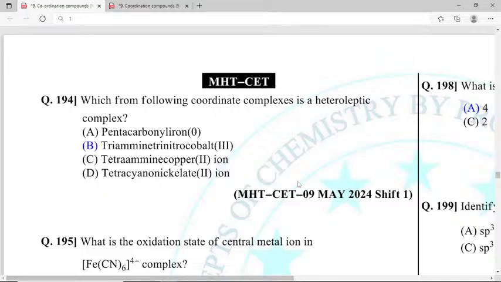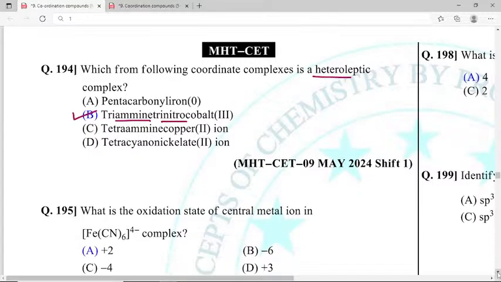Next, which of the following coordination complexes is heteroleptic? Heteroleptic means different types of ligands. Triammine, trinitro, cobalt has different types of ligands.